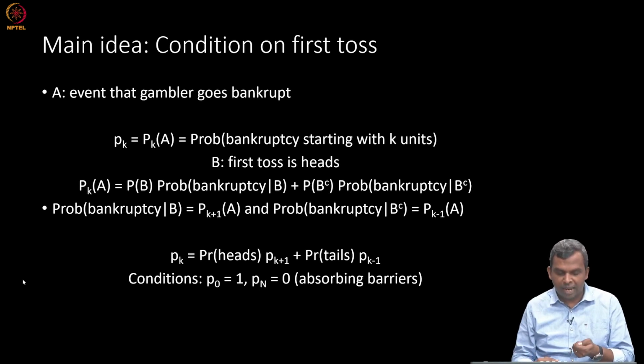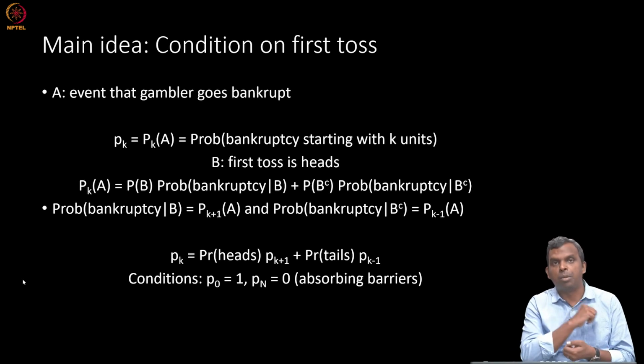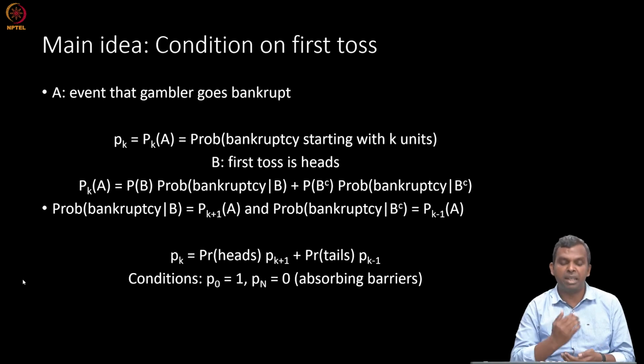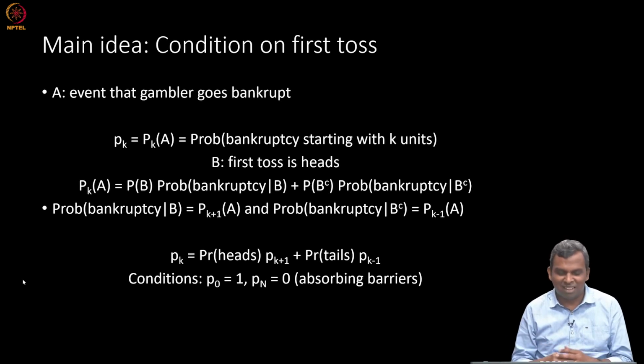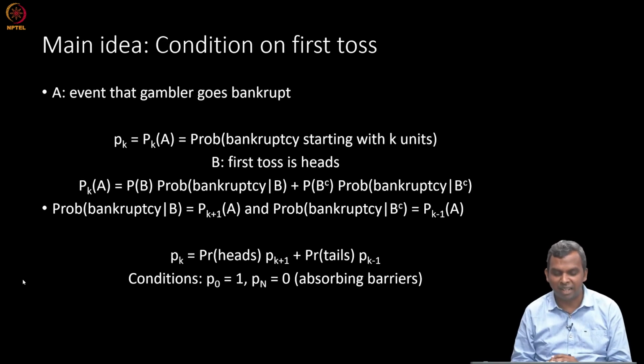He has k units in his hand, he starts playing the game. What is the probability he'll go bankrupt? That is P sub k or Pk of A. Okay, so it's just nice to write it like this so that it seems clear as to what's going to happen. We'll quickly go back to the Pk. It's all the same, except that we write it a bit differently.